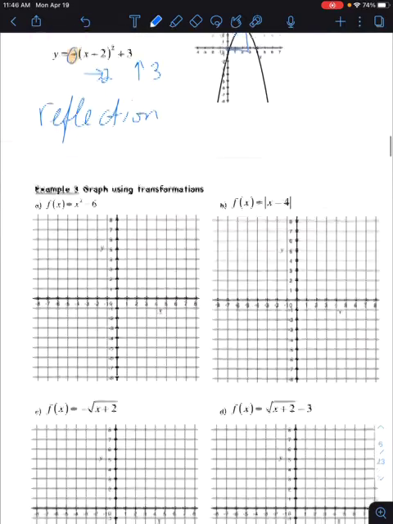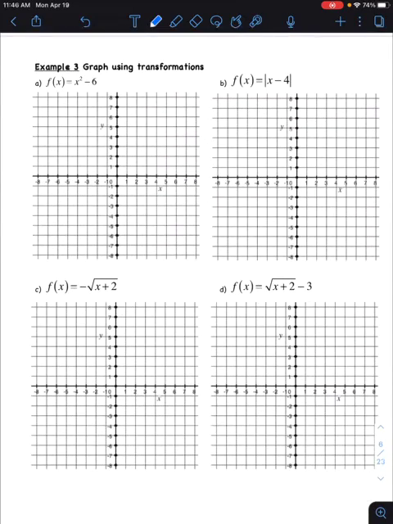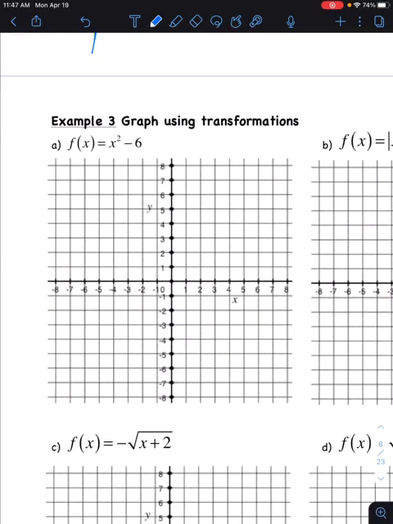Okay, so let's take a look. We're going to learn this best, not by me really reading stuff out to you, it's really by me showing you straight up how to do it. So let's get some examples down. So let's start off with A. We got x squared minus 6.